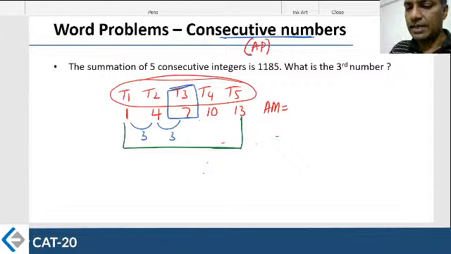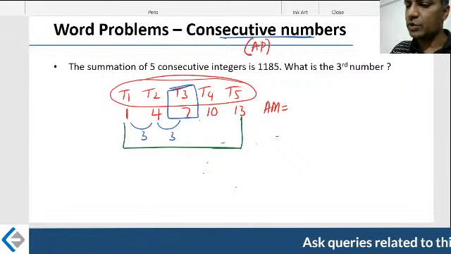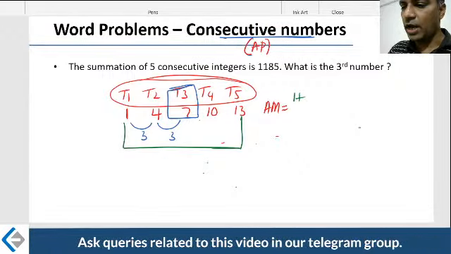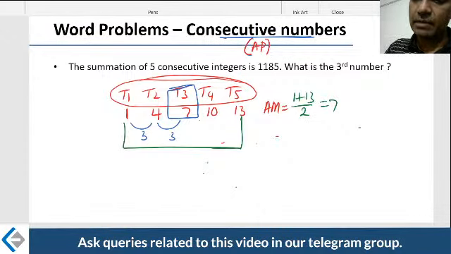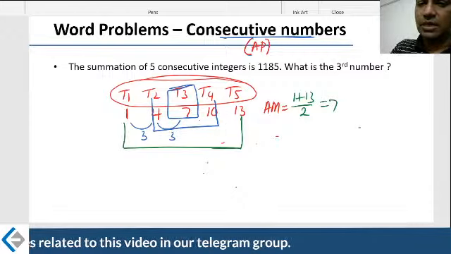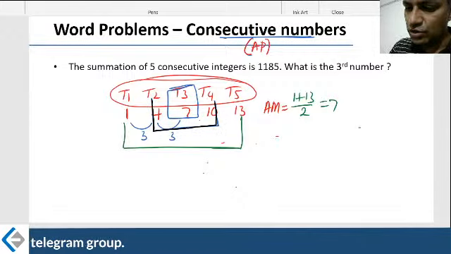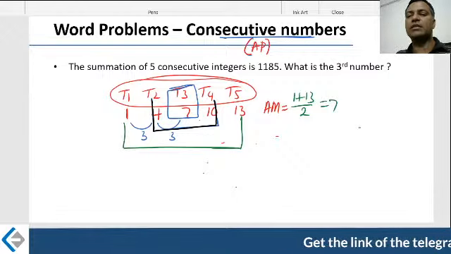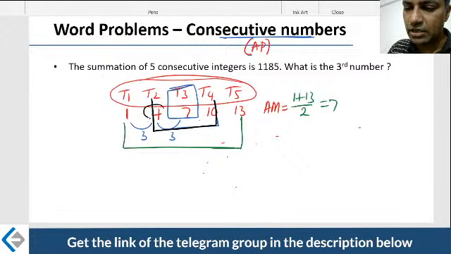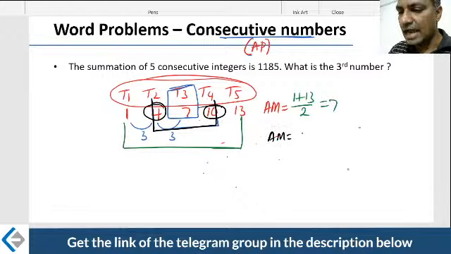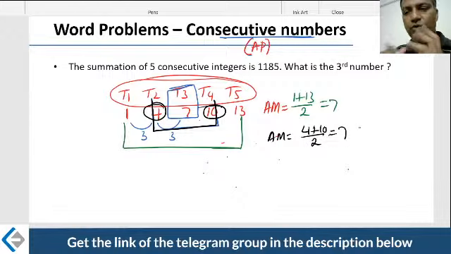First and the last, which implies that I do 1 plus 13 divided by 2? Yes, the first term and the last term. 1 plus 13 divided by 2 also becomes my arithmetic mean. The arithmetic mean also can be found like this: the second term and the second last term. See, you got to be taking it in a patterned manner. That's important. What is the second term? 4. What is the second last term? 10. So I can also get my arithmetic mean as 4 plus 10 divided by 2, which also becomes 7.